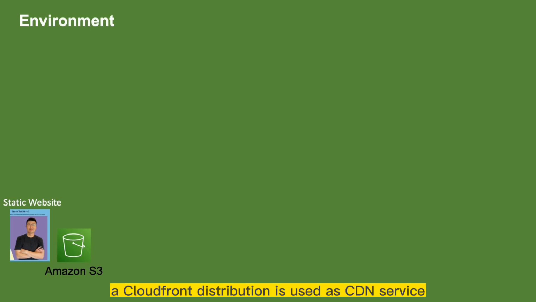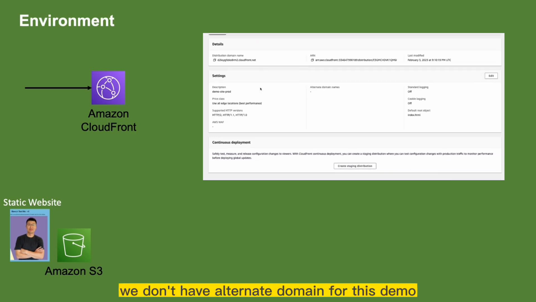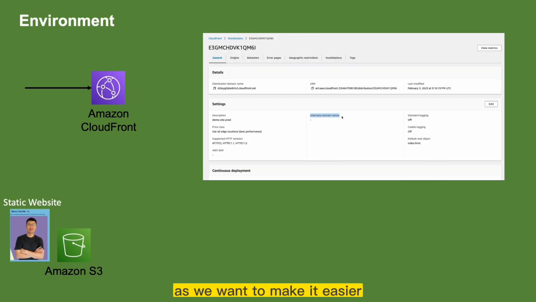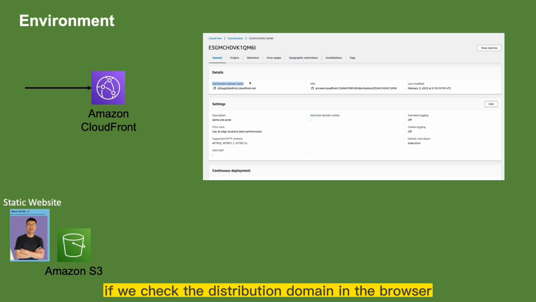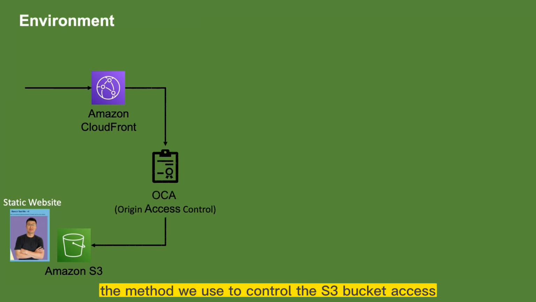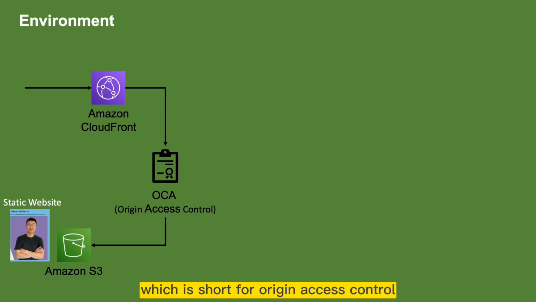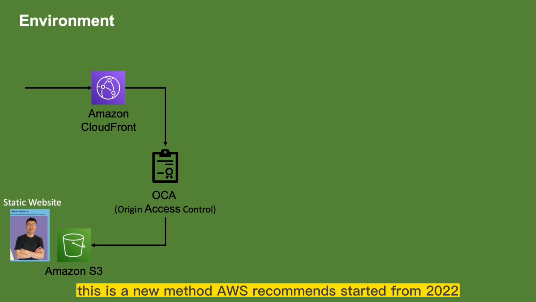A CloudFront distribution is used as the CDN service for the contents in the S3 bucket. We don't have an alternate domain for this demo, as we want to make it easier. If we check the distribution domain in the browser, we can see the site is up. The method we use to control the S3 bucket access from CloudFront is OAC, which is short for origin access control. This is a new method AWS recommends, started from 2022.